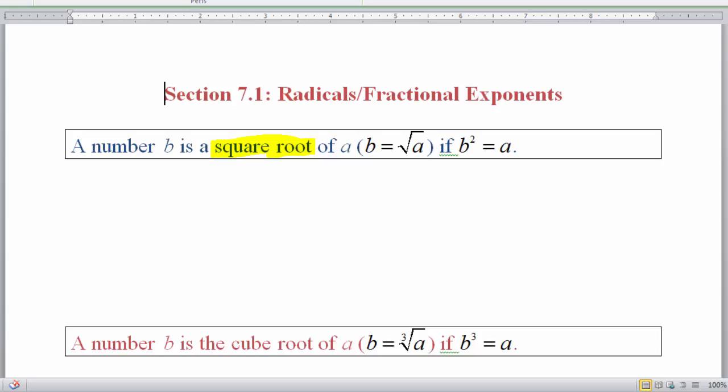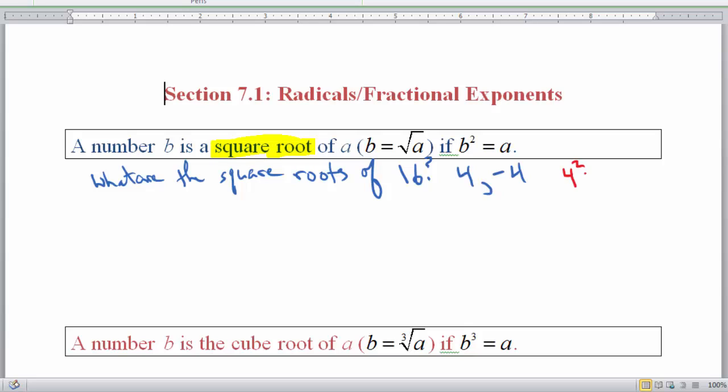So there's a couple of things to note here, because there's a difference between if I just ask you a question like, what are the square roots of 16? You would tell me, well, 4 is a square root of 16 because 4 squared equals 16, but also negative 4 is a square root of 16. And again, why do these work? Because 4 squared gives you 16, but also negative 4 squared gives you 16. So there are actually 2 square roots of 16.